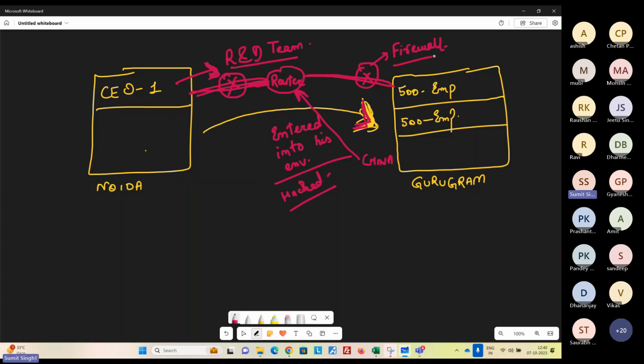So with the firewall, the CEO this time was able to exchange traffic not only from one location to another location, but in a secured manner. So these are the four major devices we have in our environment.